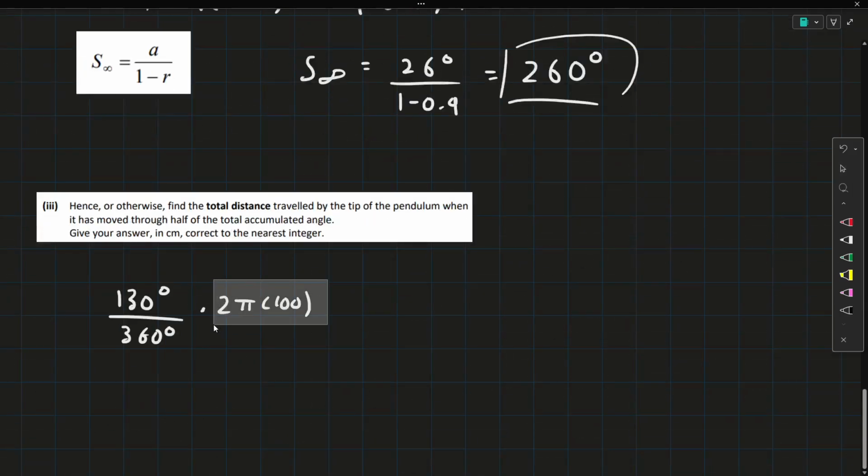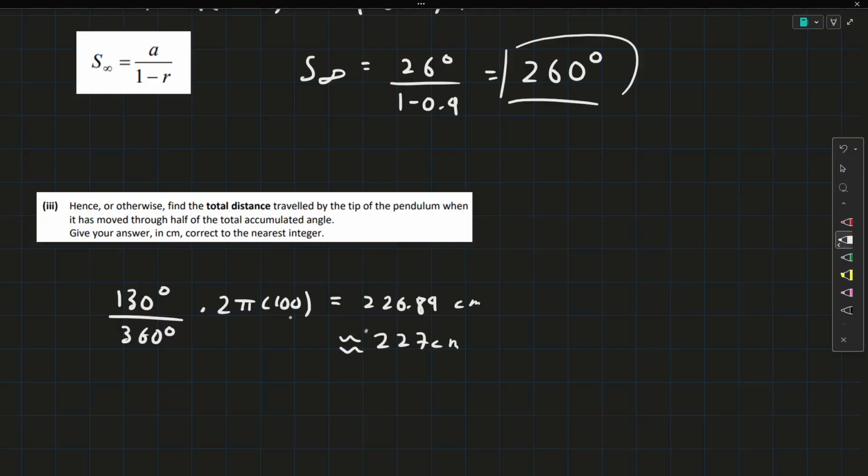So basically, this is the entire circle. We only want 130 of the degrees. So we basically do that. And what we end up getting is 226.89 centimeters, roughly. And that's just the nearest integer. So we'll say 227 centimeters.